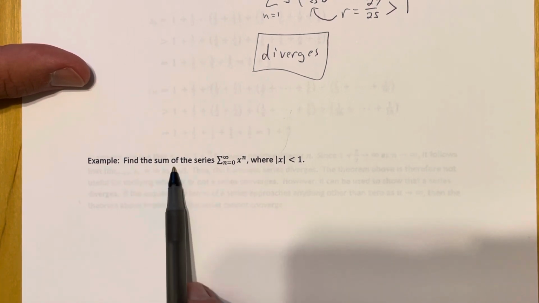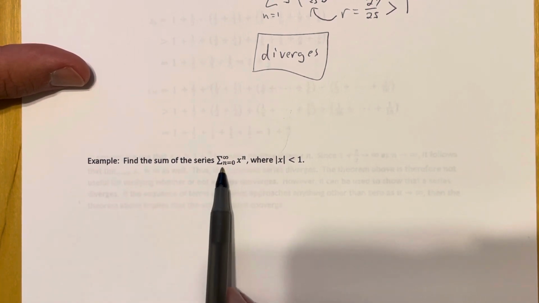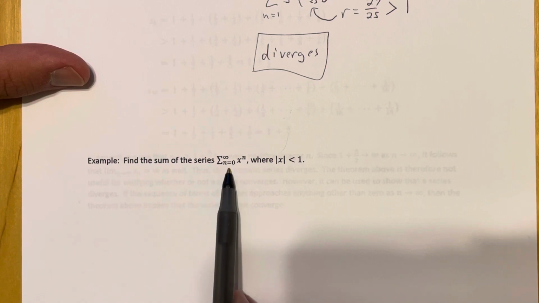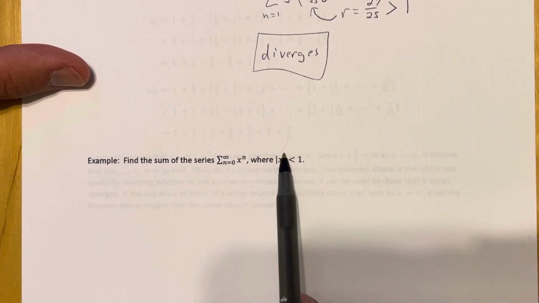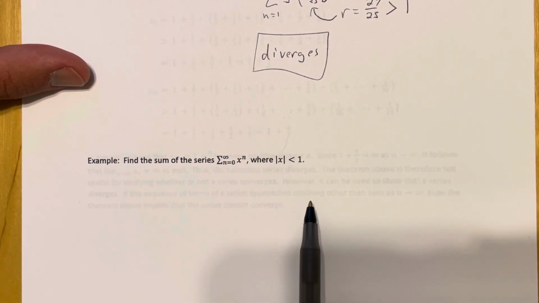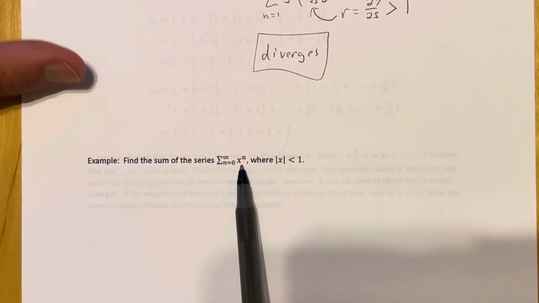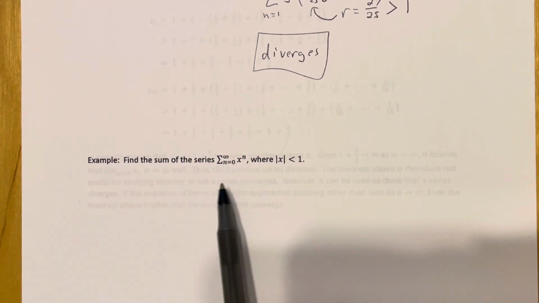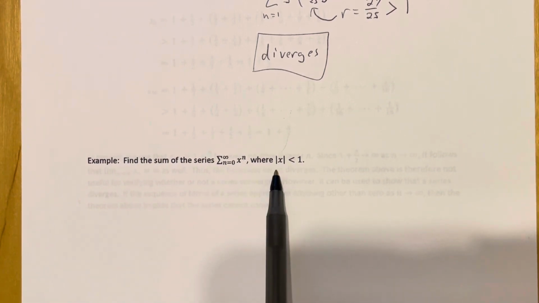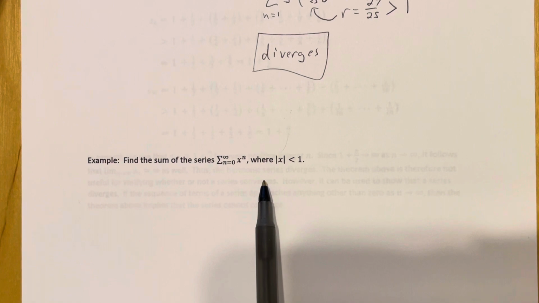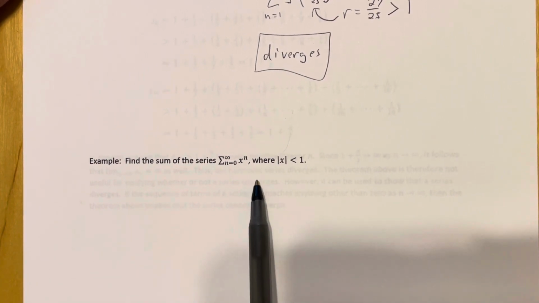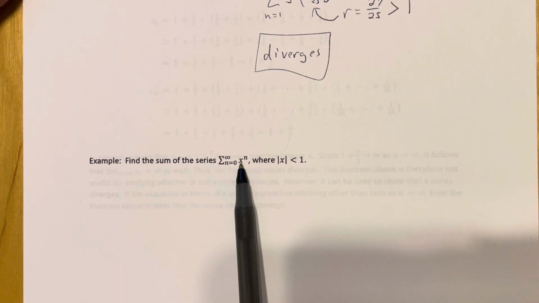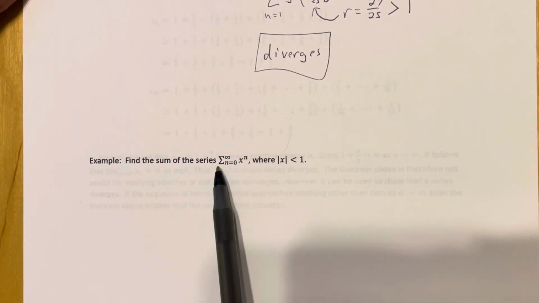This time I want to find the sum of the series that goes from n equals 0 to infinity of x to the power of n, where x has an absolute value less than 1. So now I'm not giving a specific value for x. We're just assuming x is any number whose absolute value is less than 1. Okay, this is also a geometric series because I'm multiplying each new term by another factor of x if I were to write this out.